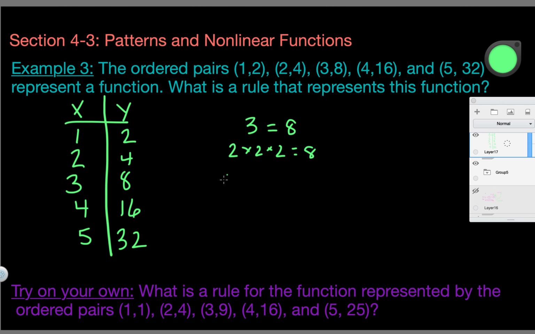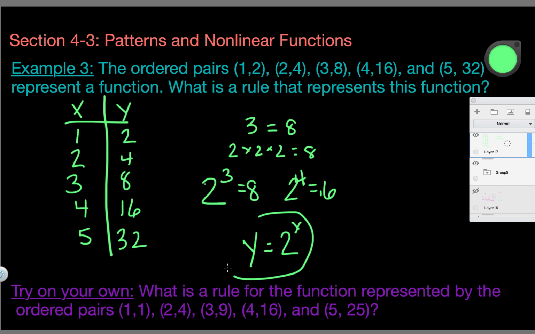So we can represent this as 2 to the x power. So we're multiplying 2 to the 3rd power, which gives us 8. 2 to the 4th power gives us 16, and so on. So our equation is going to be y equals 2 to the x power.